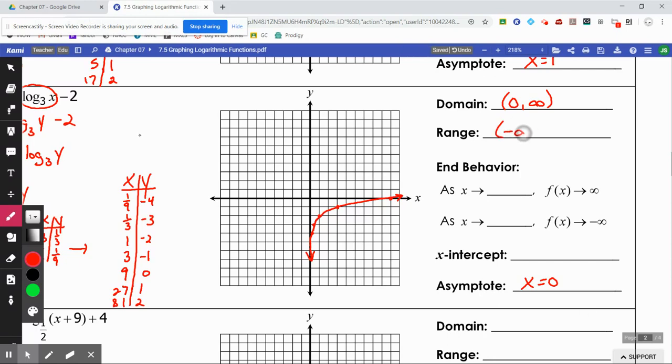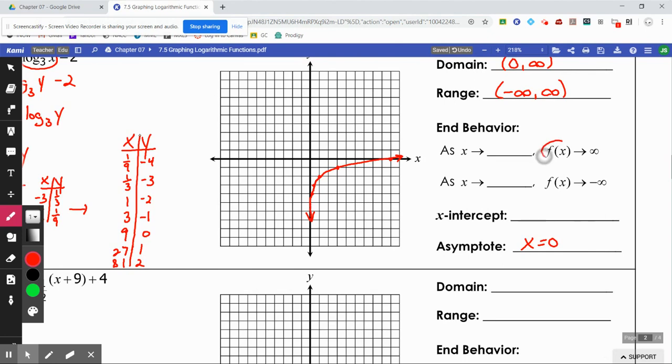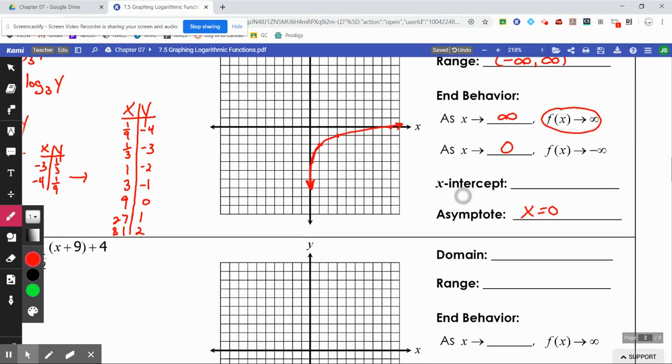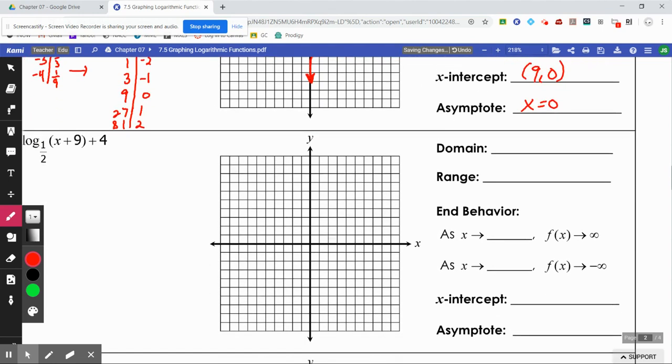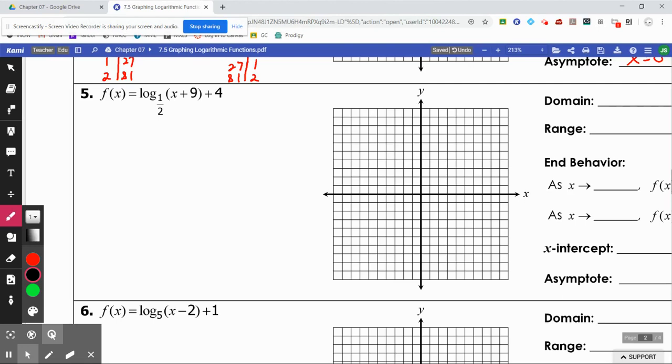Your range goes down and up forever. Your function goes to positive infinity as you go to the right, and your function shoots down to negative infinity as you approach 0. You have a y-intercept right here at (9, 0). Next function. Okay, number 5, here's my function, and again, let's go ahead and find our inverse and graph it instead.